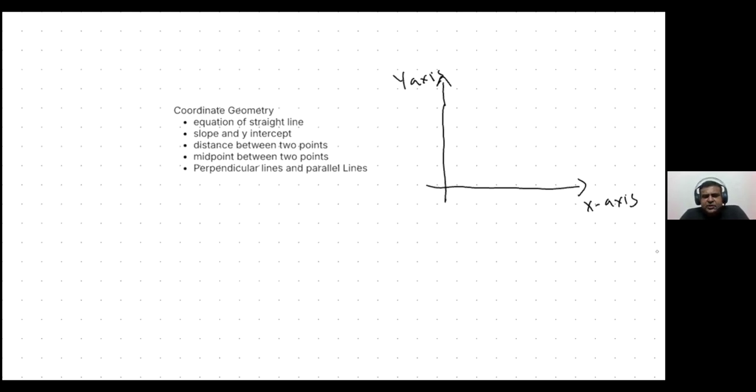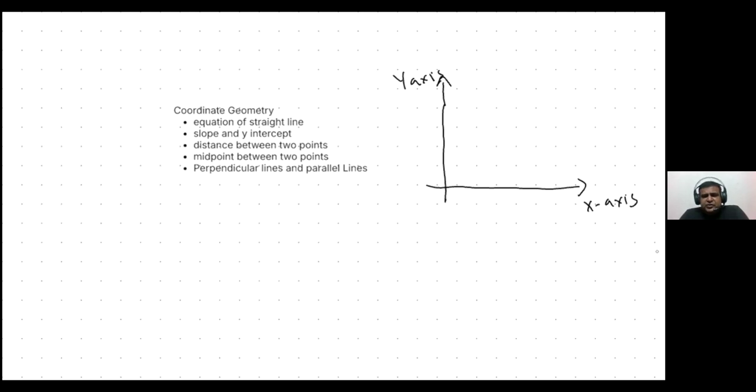I've been teaching maths for many years to different students. Sometimes students have difficulties understanding the concepts. Sometimes concepts are clear, but they have concerns and issues solving exam questions, real exam questions. So today I'll be giving a demonstration.